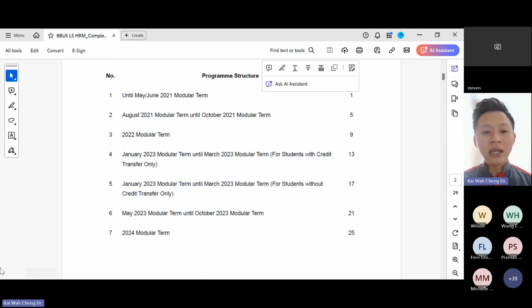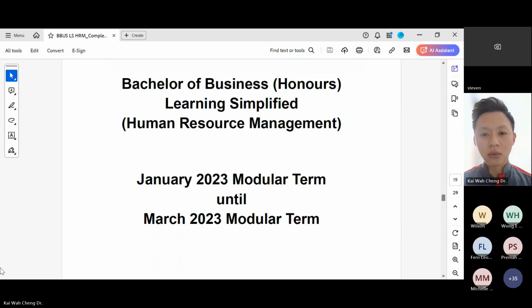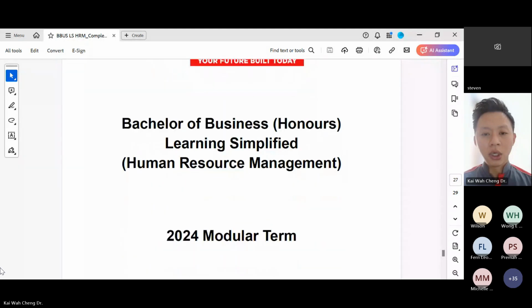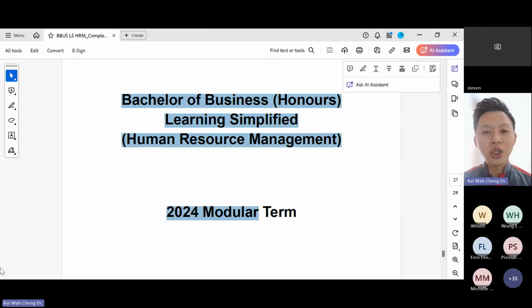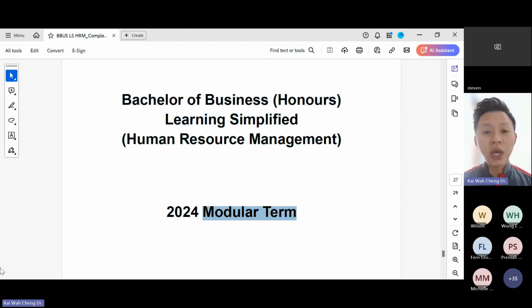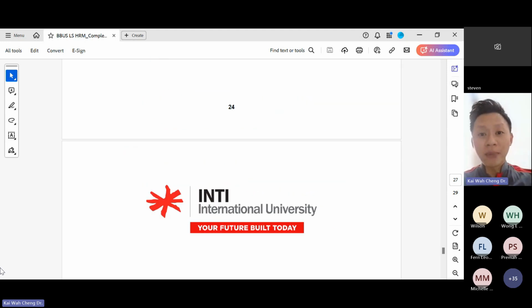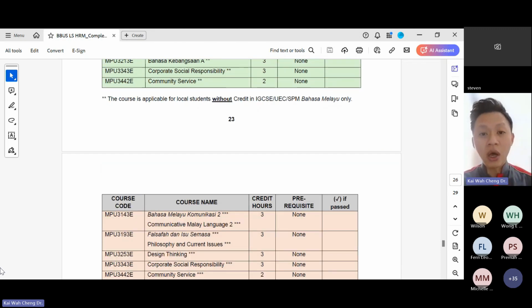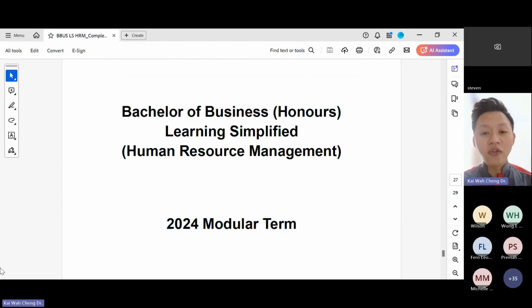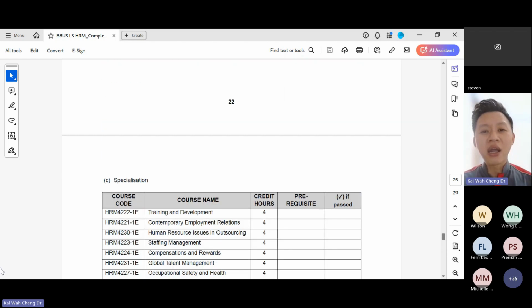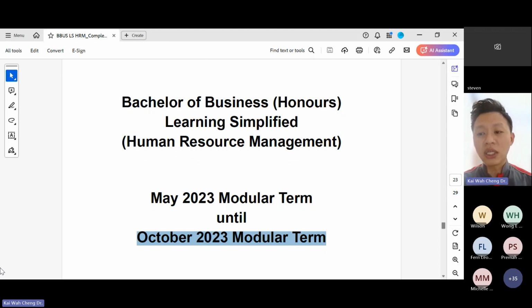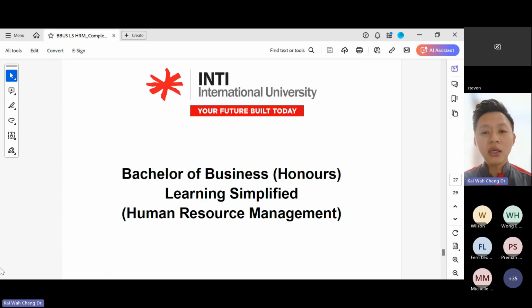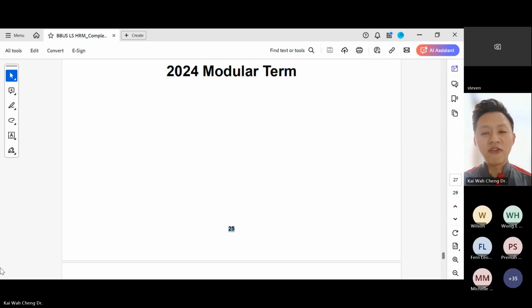You scroll down. We are now in 2024, so turn to page 25. This is page 25. You can see the title here: Bachelor of Business Honours, Learning Simplified, Human Resource Management, 2024 modular term, because we are now in the year of 2024. So you don't need to bother about the previous pages. This is not related to you because you are the intake of 2024 modular terms. You don't need to care about the previous sessions, May 2023 until October 2023 modular term. You just focus on your session, 2024 modular term, page 25.